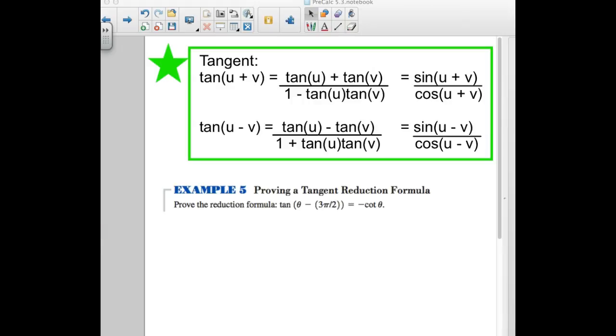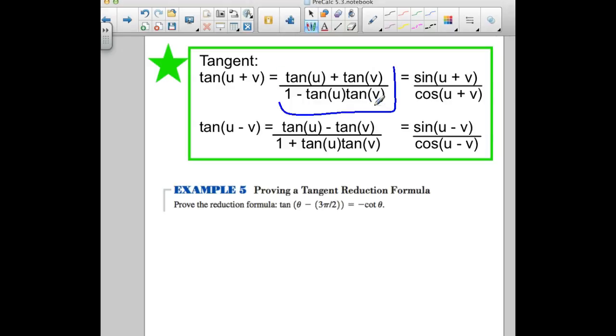We are looking at the sum and difference for tangents, and there's two ways you can look at it. You can learn the formula for tangents, or you can think of the tangent of u plus v being the sine of u plus v divided by the cosine of u plus v. So if you have the sine and cosine formulas memorized from yesterday, you may want to use that version. There are times where we have to.